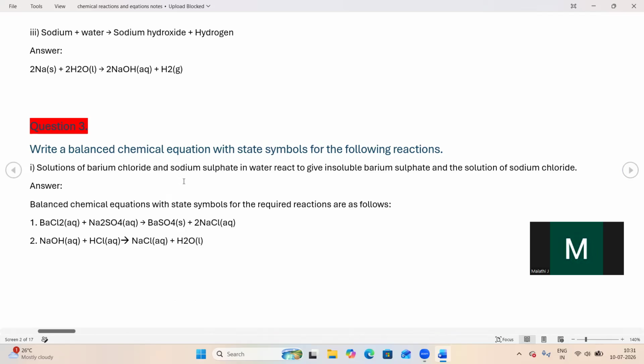Write a balanced chemical equation with state symbols for the following reaction. They give just the word form. Solutions of barium chloride and sodium sulfate in water react to give insoluble barium sulfate and a solution of sodium chloride. So the balanced chemical equation with state symbols is BaCl2 plus Na2SO4 gives rise to BaSO4 plus 2NaCl. Then one more, NaOH plus HCl gives rise to NaCl plus H2O.